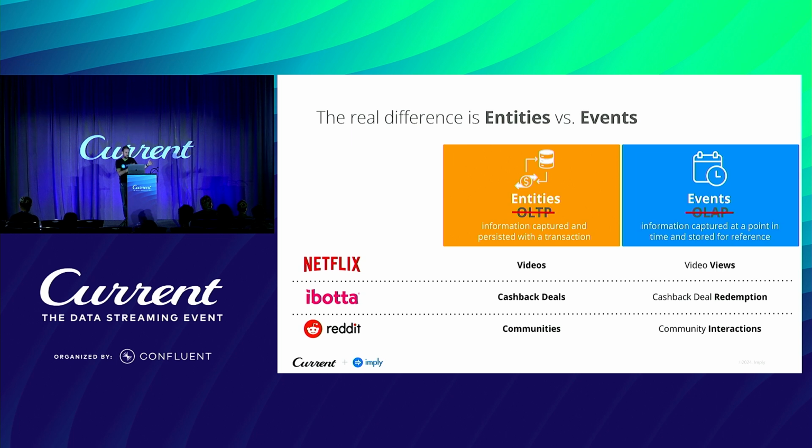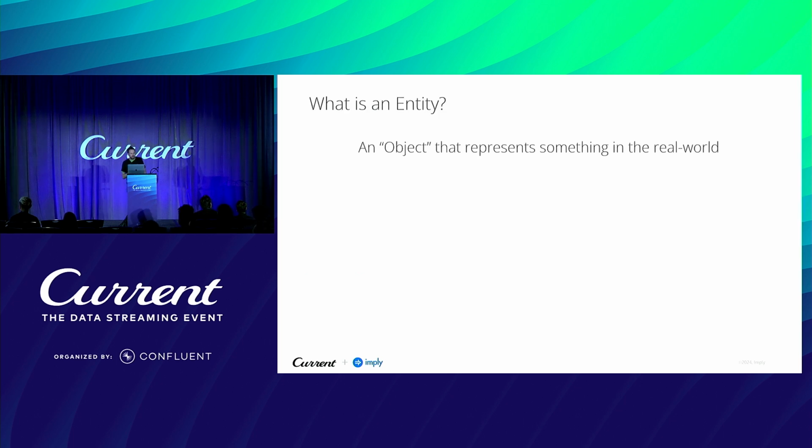You're either dealing with entities, you're dealing with nouns: users, videos, the deals, the communities. You're dealing with things that exist in the world, versus events, which are basically verbs. They're the views, they're the redemption of the thing, they're the interaction, they're what is actually happening and what's going on. I'm gonna dig in a little bit more into what these are.